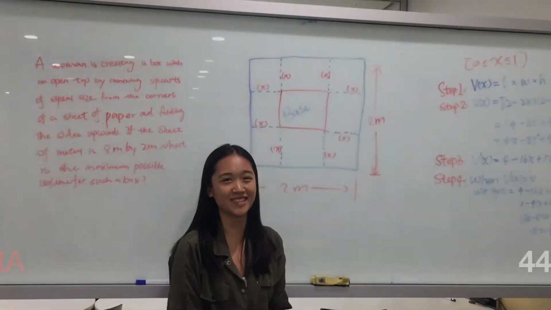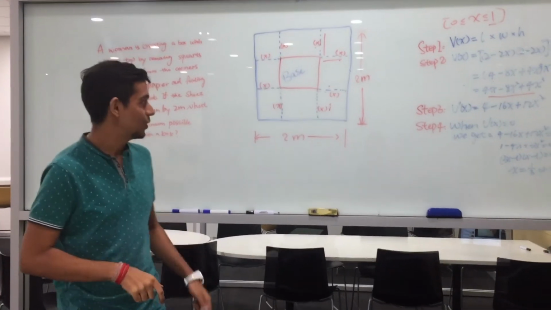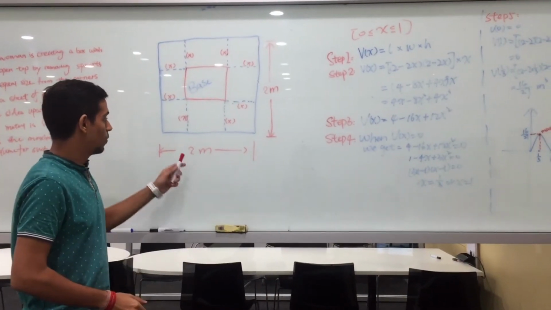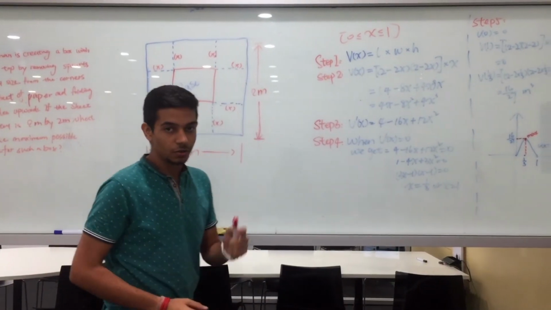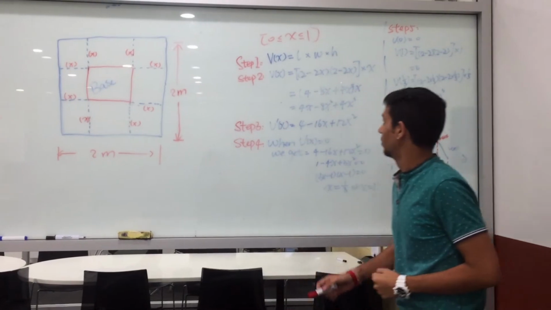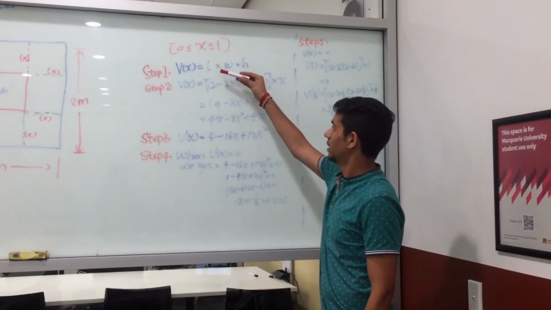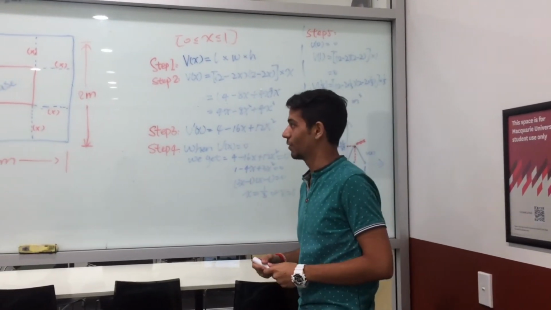Hey everyone, my name is Abhi. Today I'm going to explain the further part of the calculations for the solution. To calculate the maximum volume, we are given the dimensions of the sheet as 2 meters by 2 meters. Step 1: to calculate the volume of the box, we have the formula length times width times height.